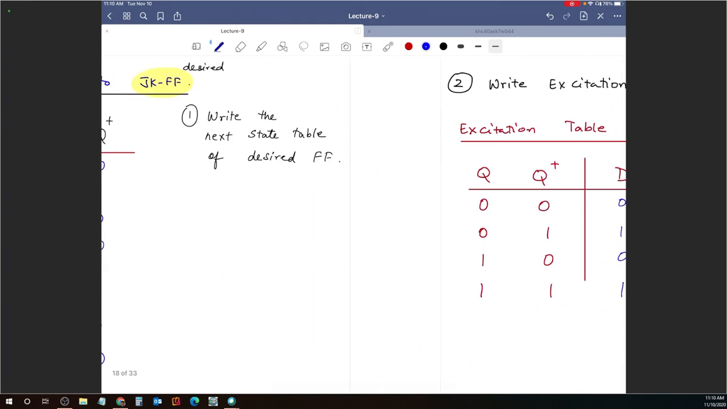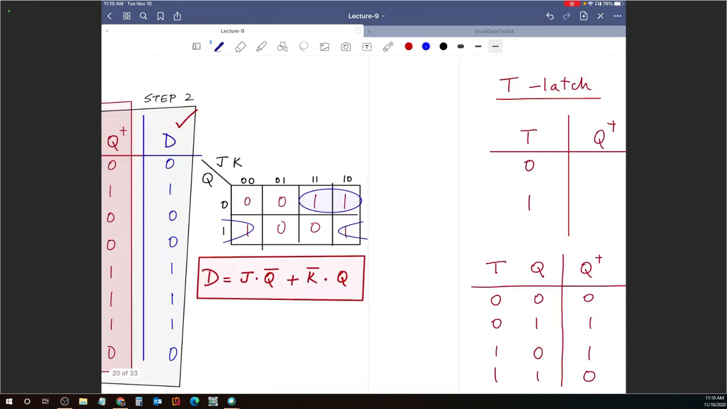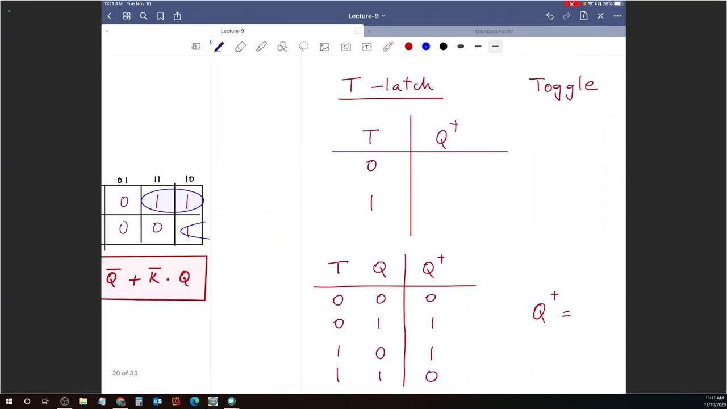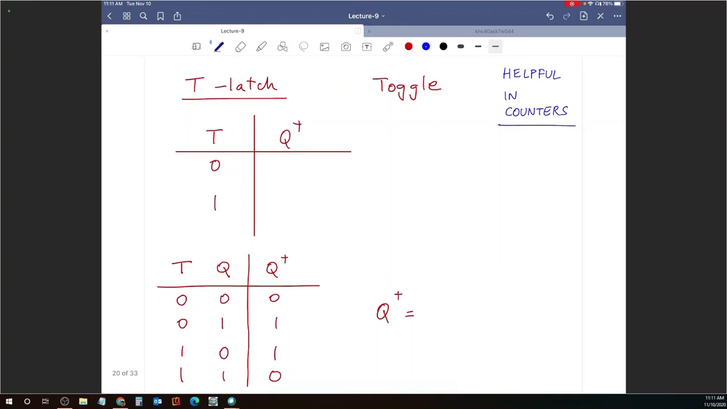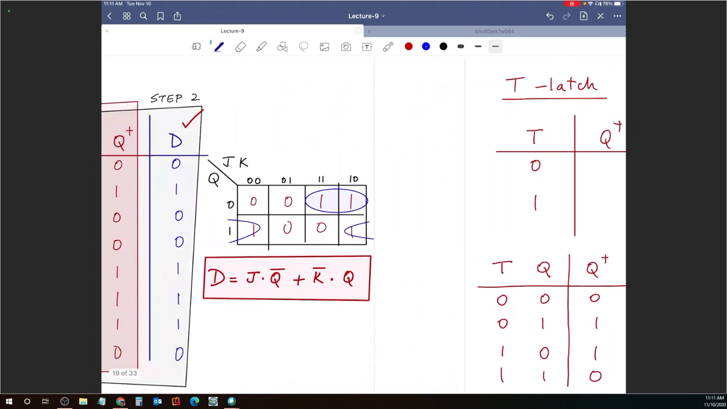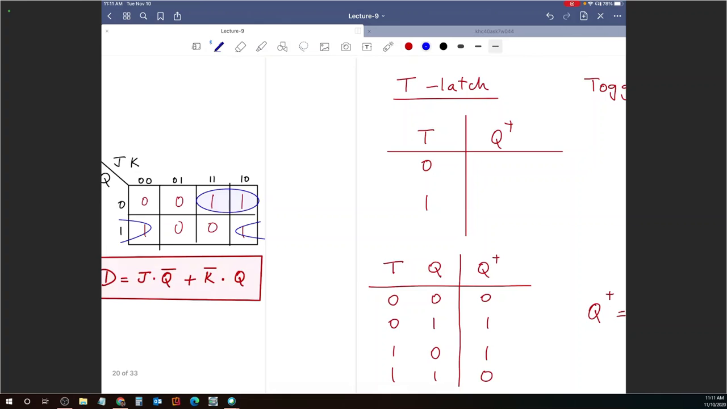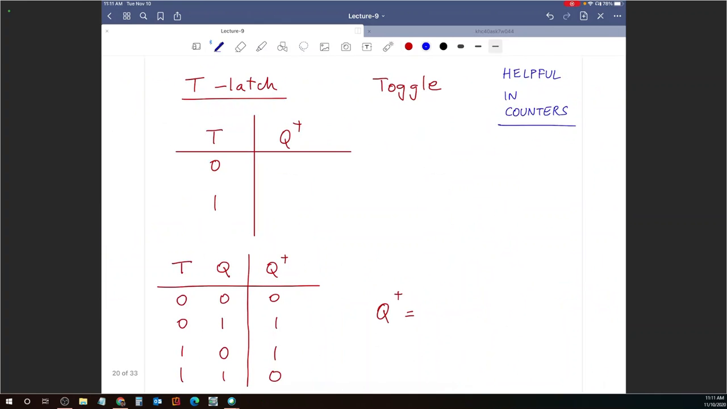All right, so let's do something different here. Let us try to deal with toggle flip-flops. Can you go back to step 3 for a second? Yeah. Right here. No problem. All right, so now let us talk about a toggle flip-flop.